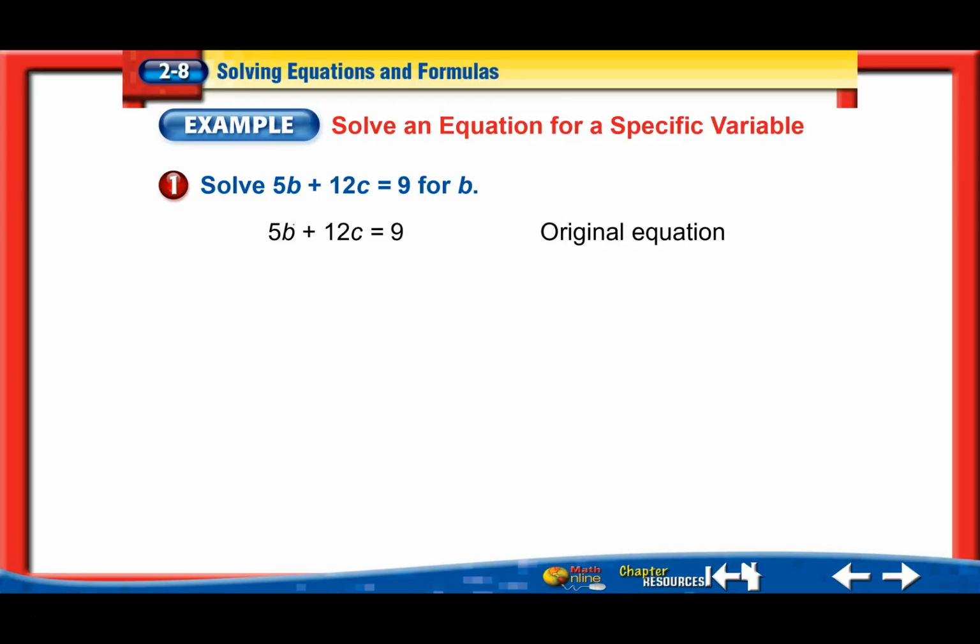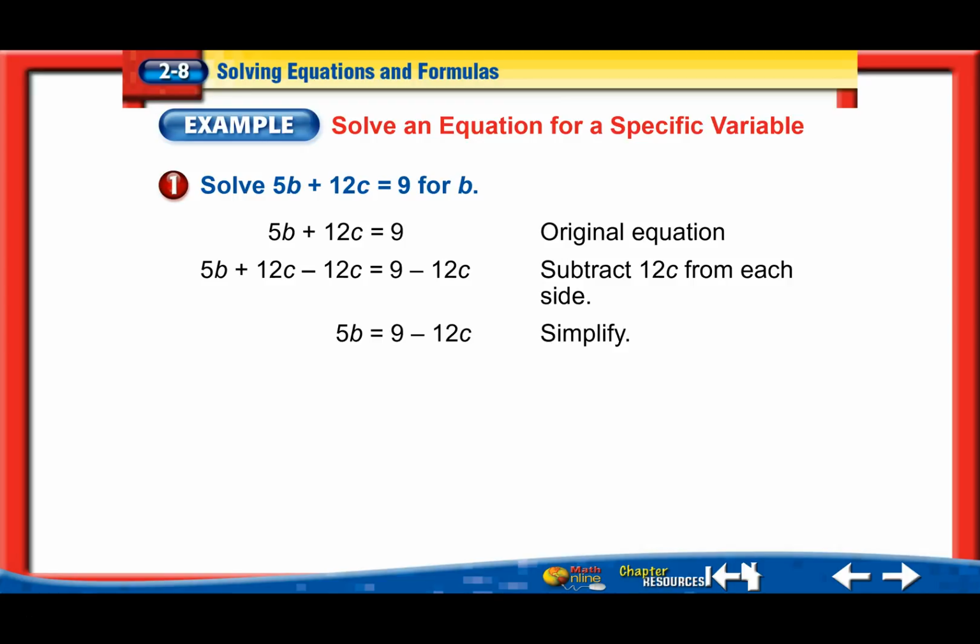So we're going to start that out by writing the original equation. We can take this whole thing at one time. We don't have to divide it over. We can take the entire term with the plus minus here. So that whole term can go over. So subtract 12c from both sides. Then we can simplify that out.